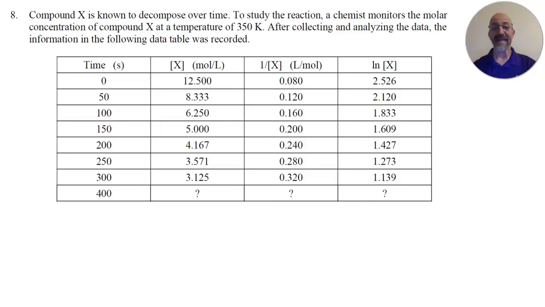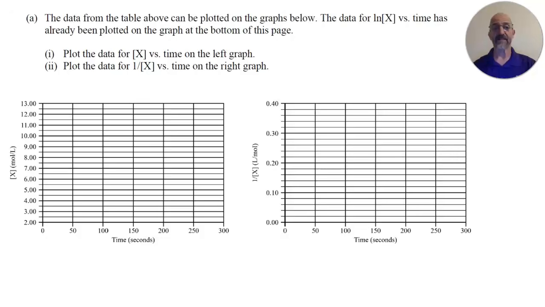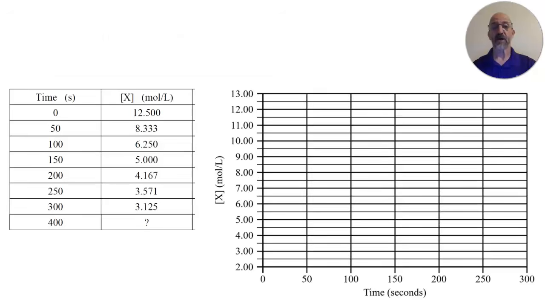So as we look at part A of question 8, it says the data in the table above can be plotted on the graphs below. The data for natural log of concentration versus time has already been plotted on the graph at the bottom of this page. But we have to plot the data for concentration versus time on the left graph. And then we have to plot the data for the reciprocal of concentration versus time on the right graph. So I'll start with concentration versus time.